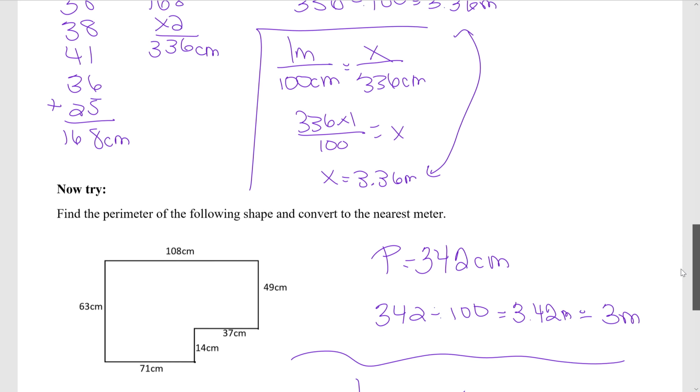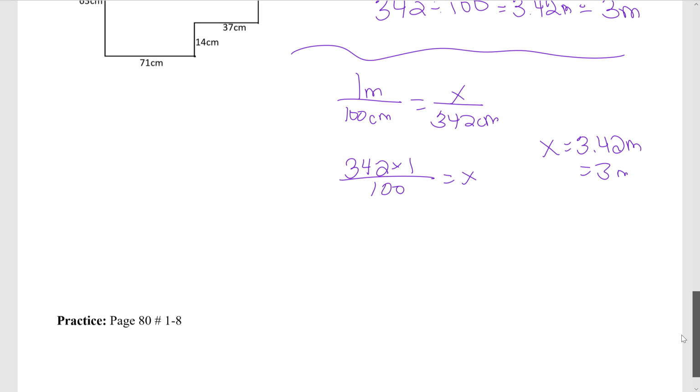So what I'd like you to do now is give page 80, numbers 1 to 8 a try, and then you can try some extra practice for these conversions that I have posted on the website.